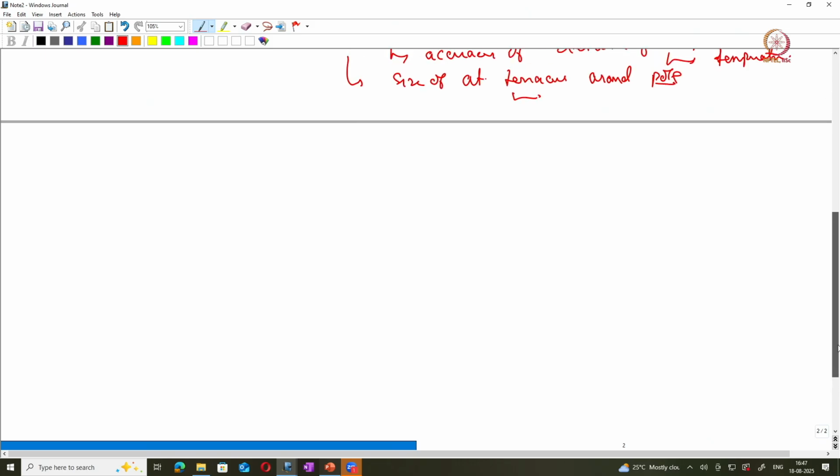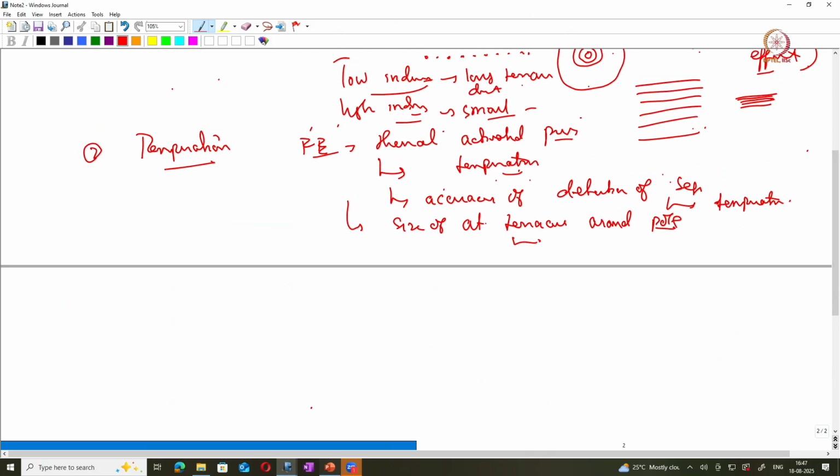Now we talk about lateral resolution. Lateral resolution means in the x and y direction. So you have a needle specimen, so this is the z, and we will have the x and y directions.